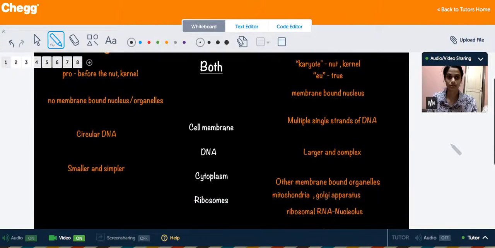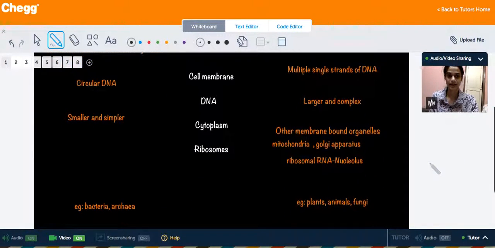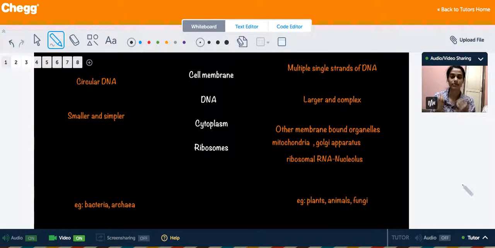Other differences include the fact that prokaryotic cells are much smaller and simpler in size. Eukaryotic cells are larger and more complex. Prokaryotes generally have circular DNA, but eukaryotes have multiple strands of DNA that are all packed into this tiny nucleus in the center of the cell. And as you can see here, the eukaryotic cell also has a number of other membrane-bound organelles, such as the mitochondria, the Golgi apparatus, and the ribosomes, and lots of other organelles that perform different functions within the eukaryotic cell.